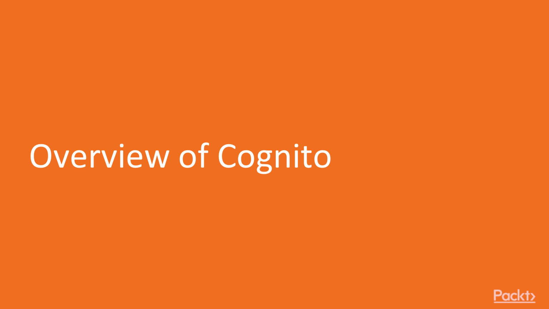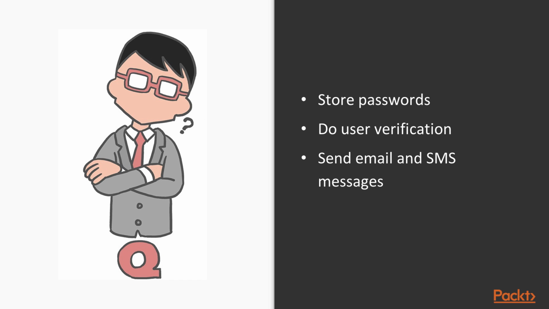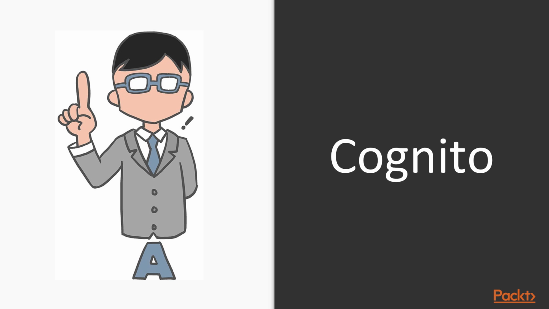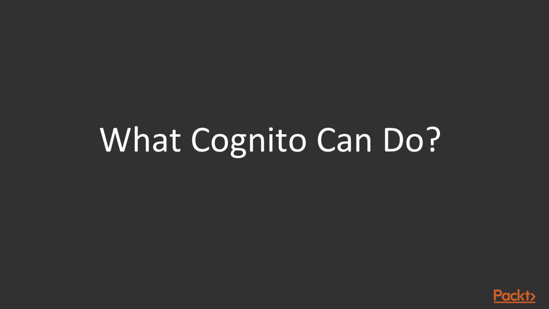In this video, we will look at an overview of Cognito. So we need to talk about user management. If you were going to write your own user management system, you would have to worry about how you are going to store passwords, how you are going to do user verification, how you are going to send email and SMS messages, how you are going to do a ton of things around administration and things like that. Luckily, AWS gives us Cognito and Cognito is going to do just about all of that for us. So, in this section, we are going to set up Cognito and by the end, we are basically going to have a complete app. So, let's get started.